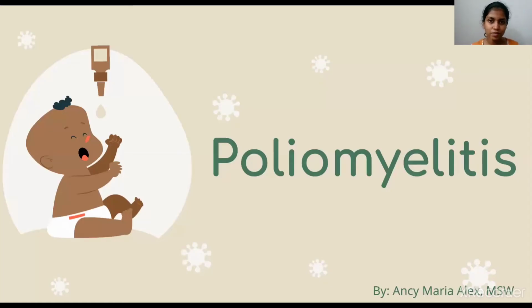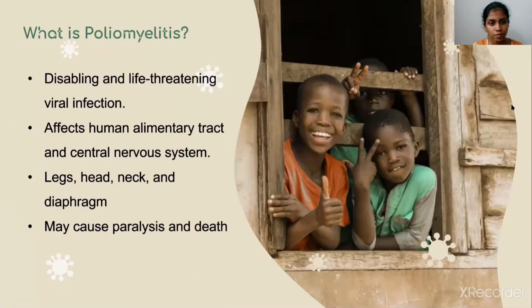Hello everyone. Today we are going to talk about poliomyelitis, which is very familiar to us by the name polio. Poliomyelitis is a disabling and life-threatening viral infection which is caused by an RNA virus. It is an infection of the human alimentary tract but may also affect the central nervous system in a very small percentage of cases, resulting in the paralysis or possibly death of the person.